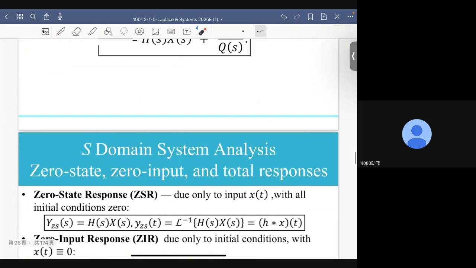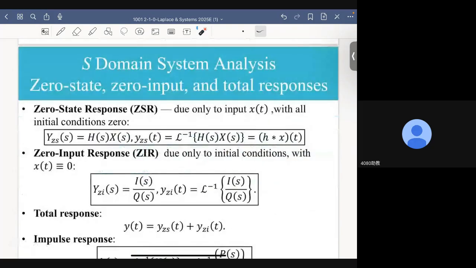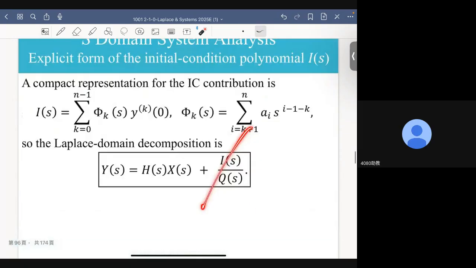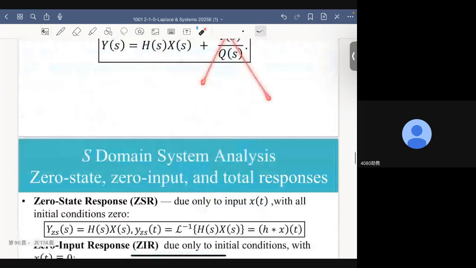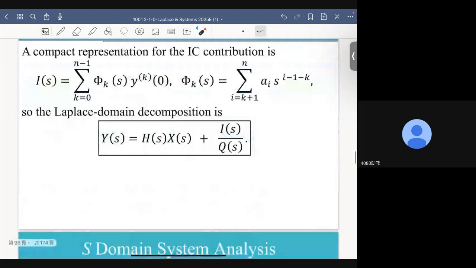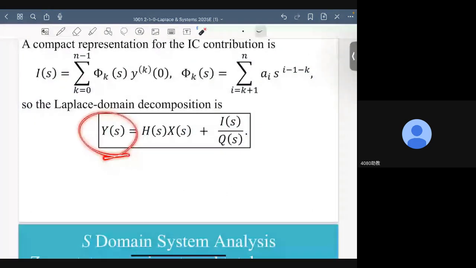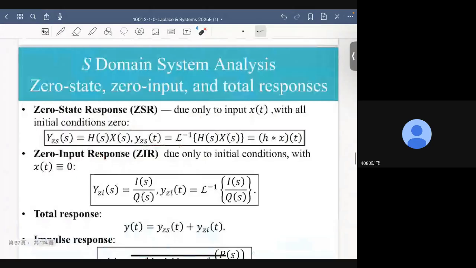So when it comes to the input, the response resulting from the input, we call it zero state response, okay? Zero state means zero initial condition. It is purely due only to input x of t with all initial conditions zeros. In this case, this term vanishes, it goes away. Now, if we look at the remaining terms, they tell us that if we want to determine y, all you need to do is multiply the Laplace transform of the input with the transfer function.